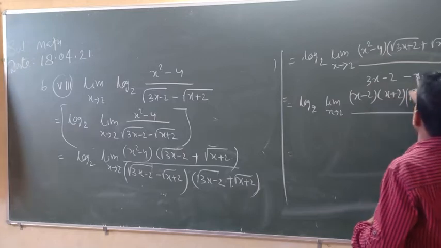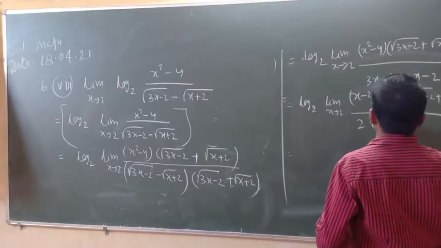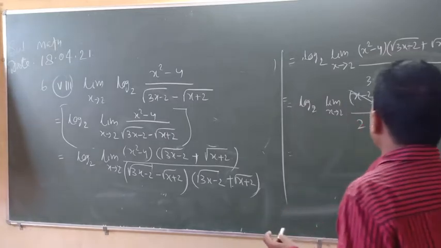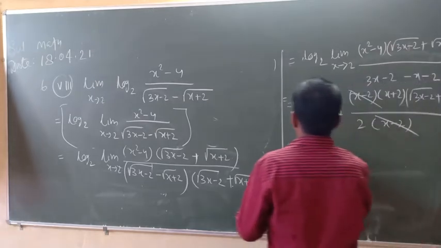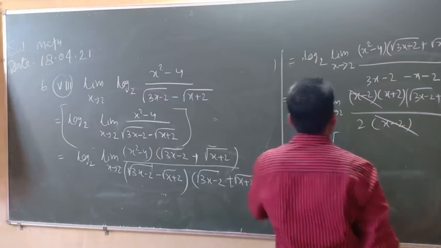And it becomes 3x minus x, 2x minus 2, minus 2, minus 4. Taking 2 common, x minus 2. So x minus 2 cancels. Now put the value x equal to 2 here. That is log 2. Put x equal to 2.